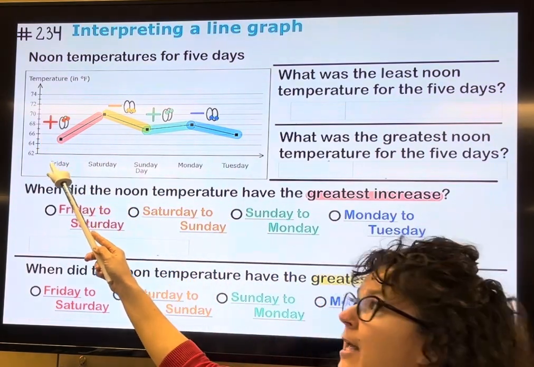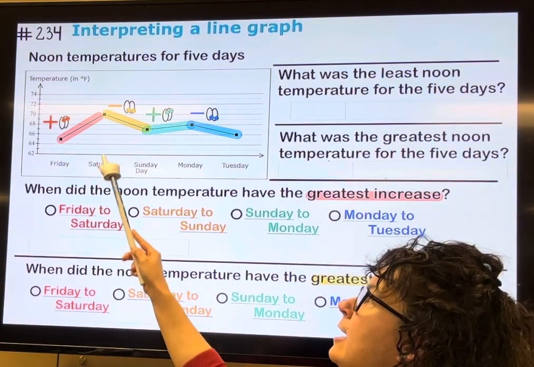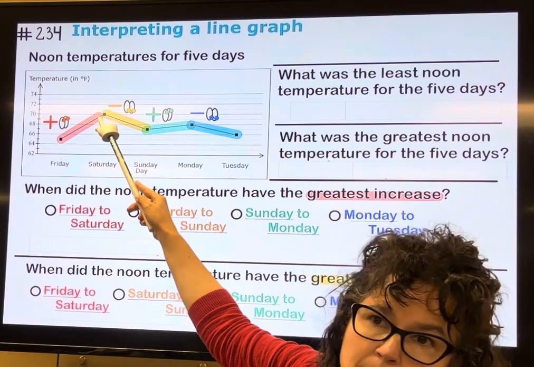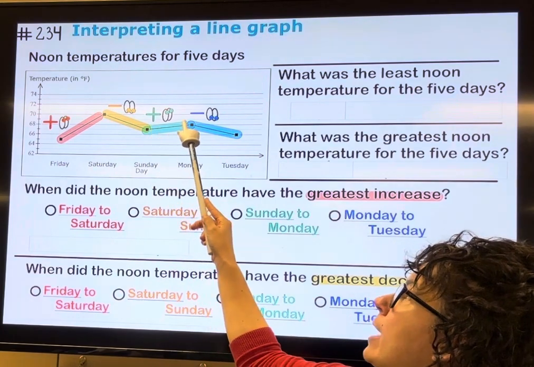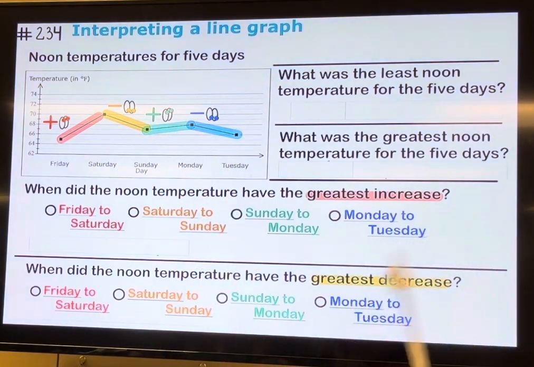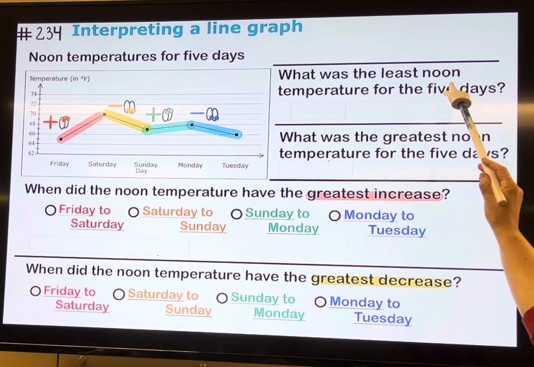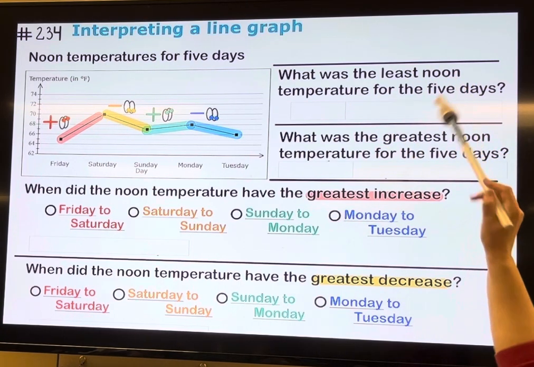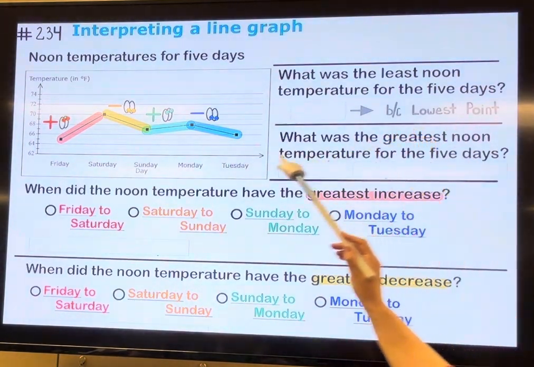So if on Friday, the temperature was 65, and on Saturday, the temperature is 70, the temperature went up. And then the next day, the temperature went down, temperature went up, and the temperature went down. So let's go ahead and answer the easier of the questions first. What was the least, the smallest noon temperature for the 5 days? Well, we're gonna go looking for the lowest point.